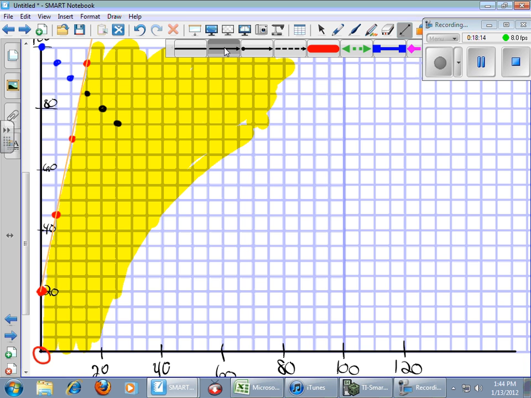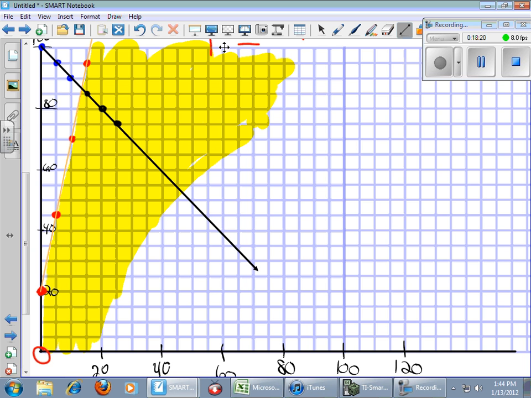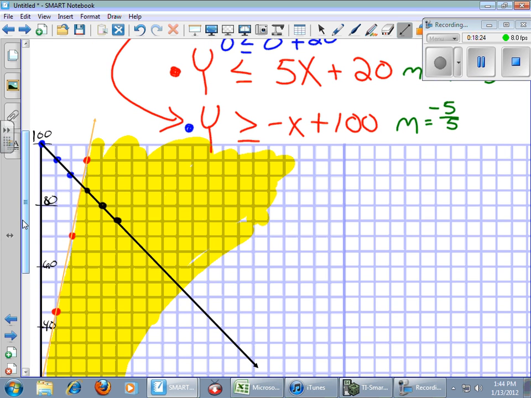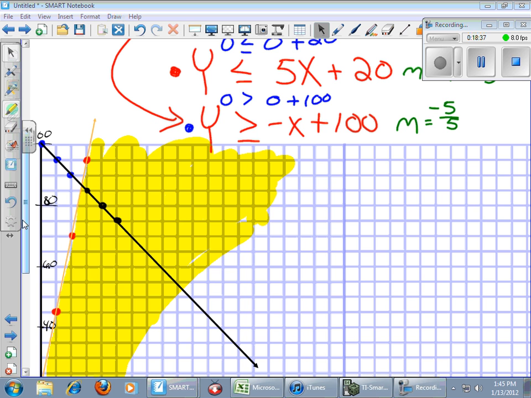Now I'm going to draw this one. It will be a solid line, and it's going to go like that. Okay, and I've got to decide where to shade on that one. So again, if I put the origin in, I'll get 0 is greater than 0 plus 100. That is a false statement. 0 is not greater than that. So I will shade up here.